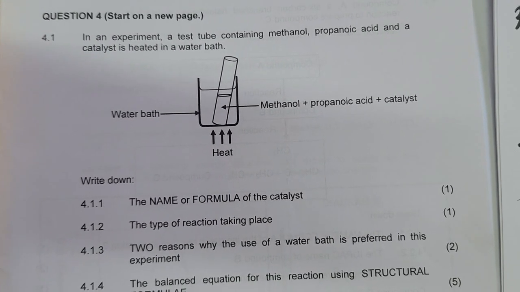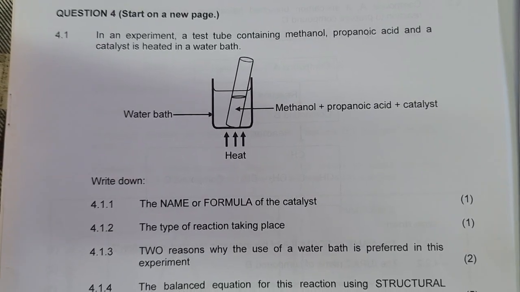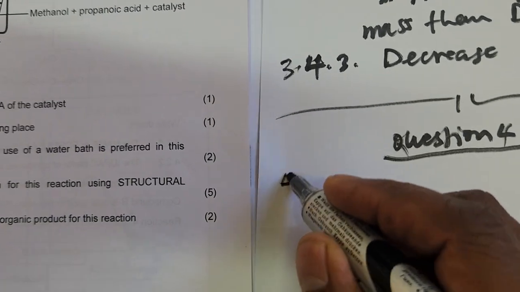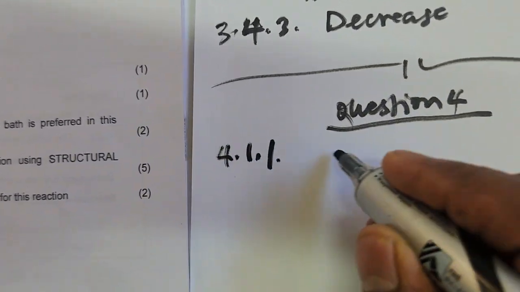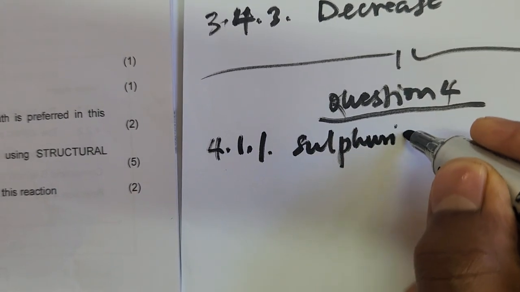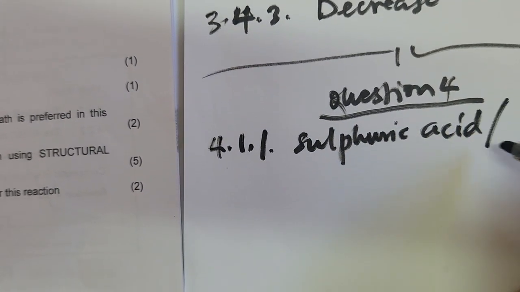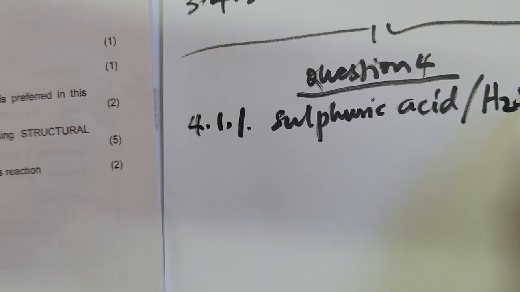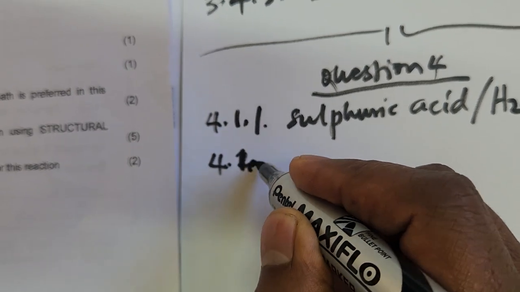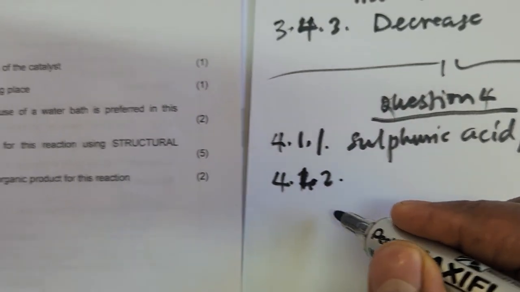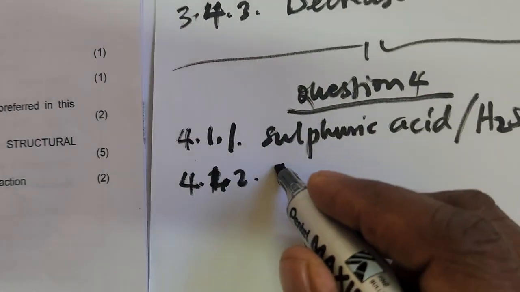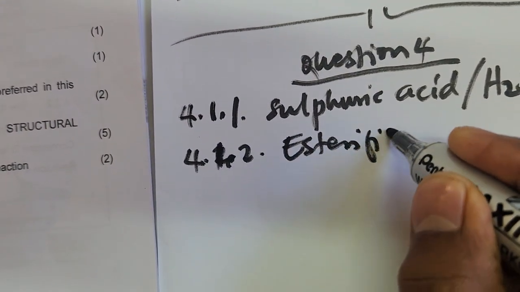Write down number 1, the name or formula of the catalyst. Remember, in esterification, the catalyst is sulfuric acid, therefore they are looking for that one. To say the name, sulfuric acid, or you write H2SO4. Any one of these two would be correct. Then write down the type of reaction. We said we are normally in the esterification here. It's not a problem. Esterification.